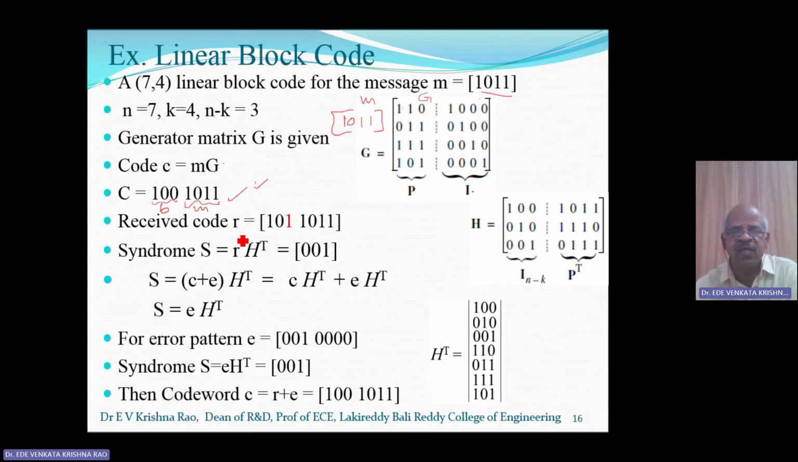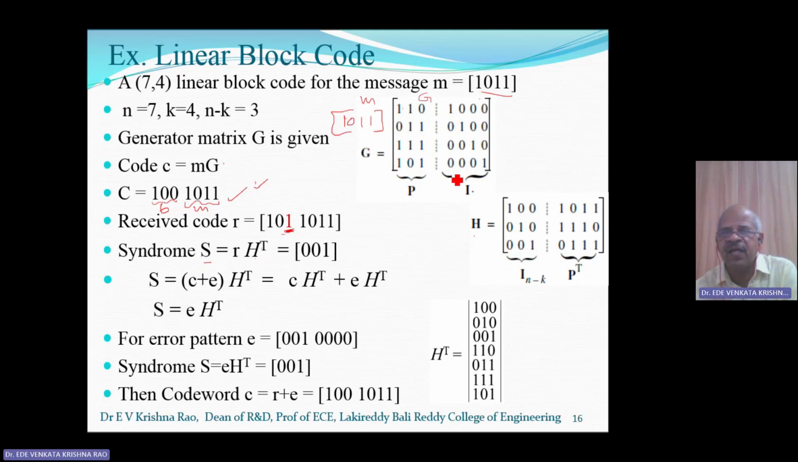The received code word is R, which may or may not be the same. For example, a third bit error is considered. So we need to find the syndrome from R H transpose. We need H and then H transpose, written down from the generator matrix. H is the parity check matrix, made of I and P transpose.